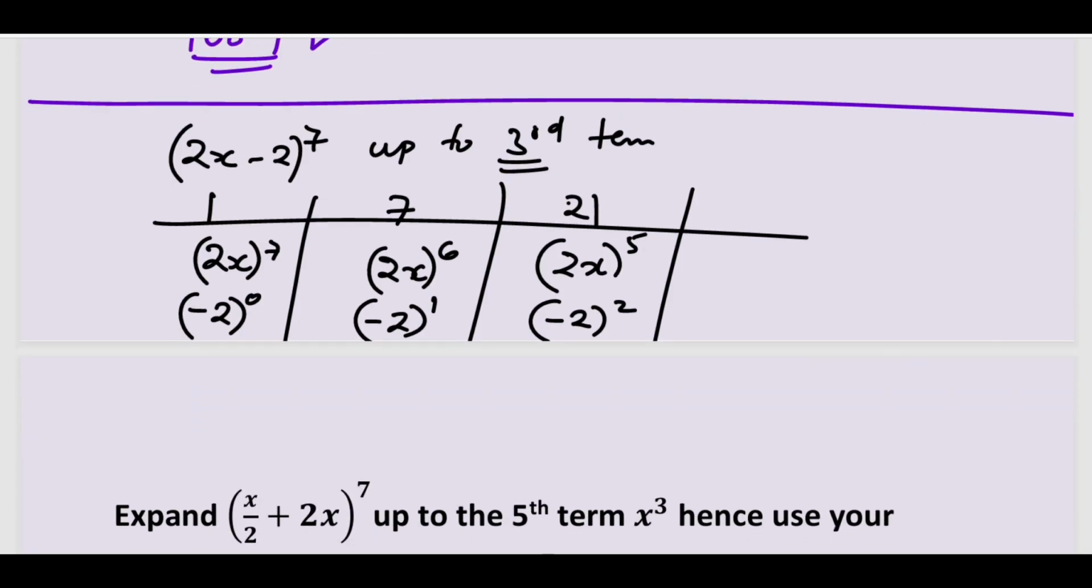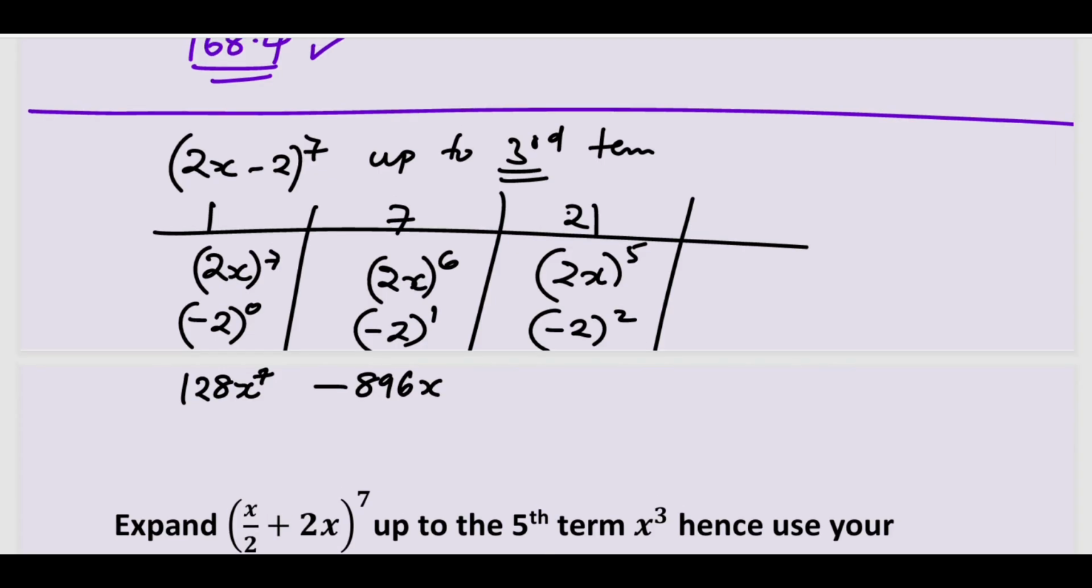Then now multiply down. This one gives you 128x^7, and then 2 to power 6, that is 64 by 7 is 448, and then by negative 2 gives you negative 896x^6, and then this is positive 2688x^5. That is the correct expansion.